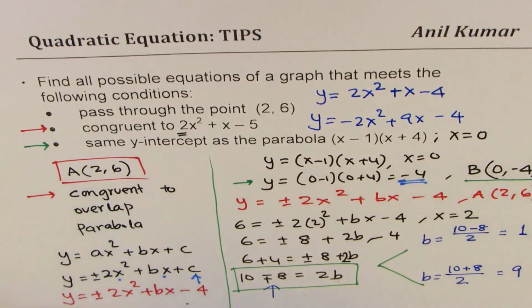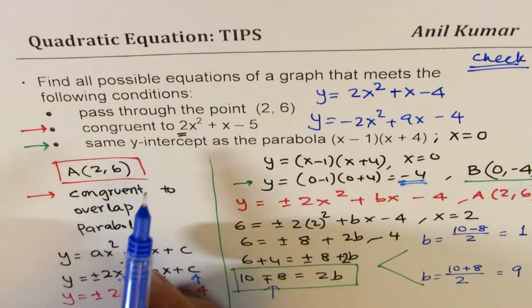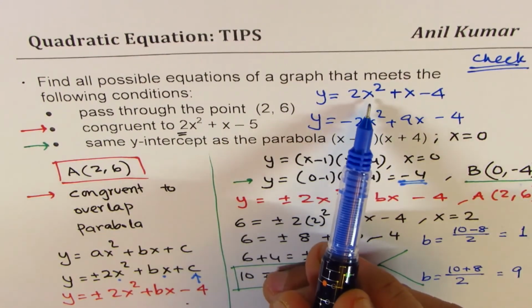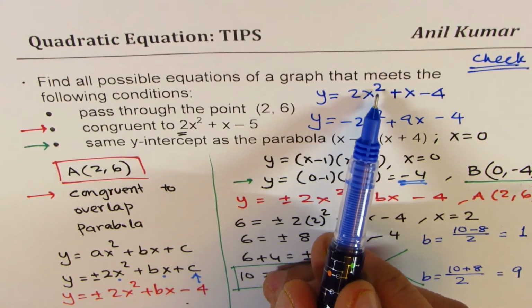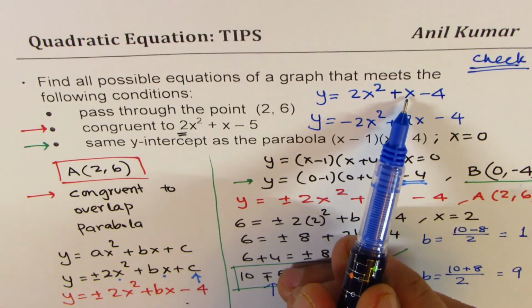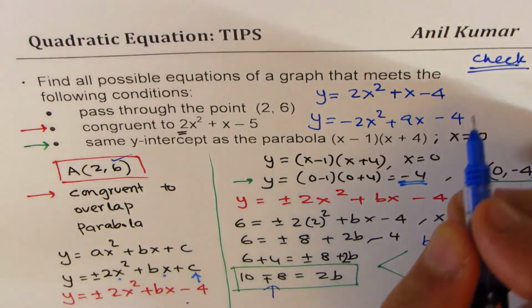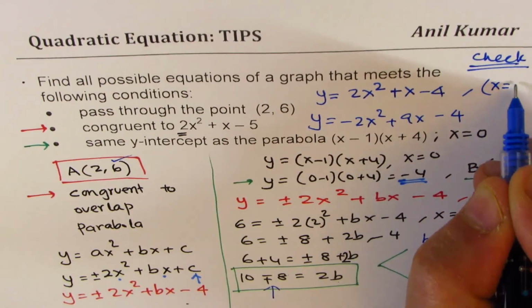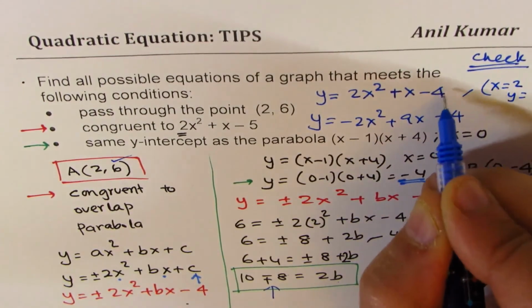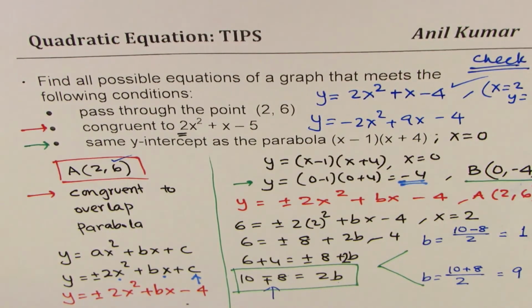Now let's check our answer. If I substitute 2 here, what do I get? 2 times 2 is 4, 4 times 2 is 8, and 8 plus 2 is 10. 10 minus 4 is 6. Yes, I do get it. So I checked that for x equals 2, y equals 6. So this is correct. I don't have to test the other one. That should be correct. You have seen how we can find two different equations for the given conditions.